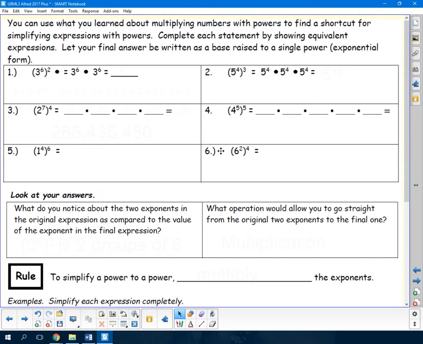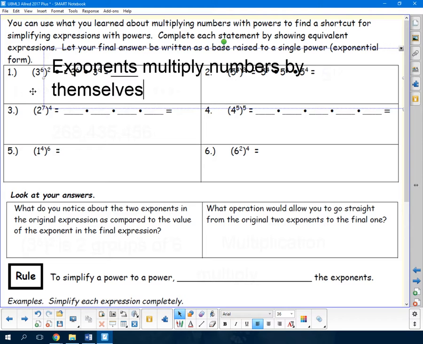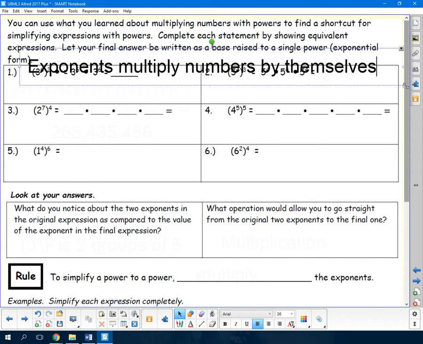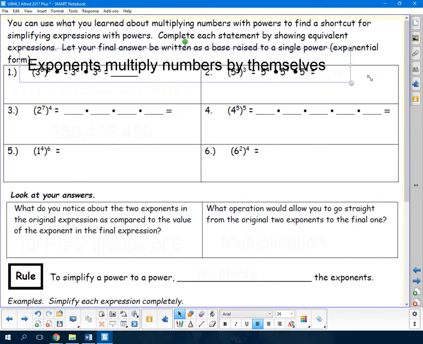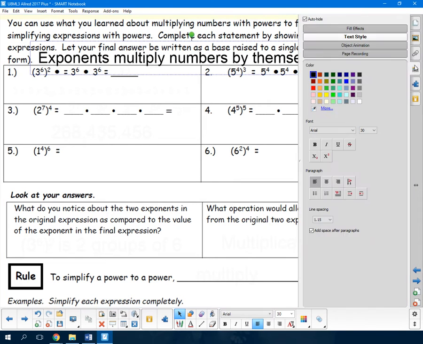Okay. The first one says 3 to the 6th squared. Okay, think about what exponents do. Exponents multiply numbers by themselves. Okay, exponents multiply numbers by themselves. That's something we talked about in the very first mini lesson in this unit. Okay, I'm going to star that.